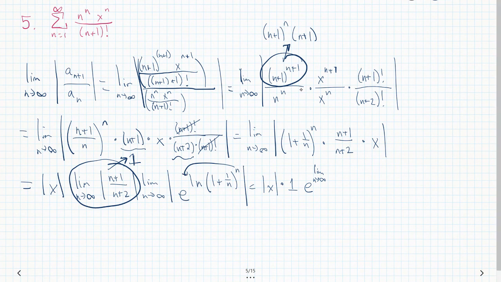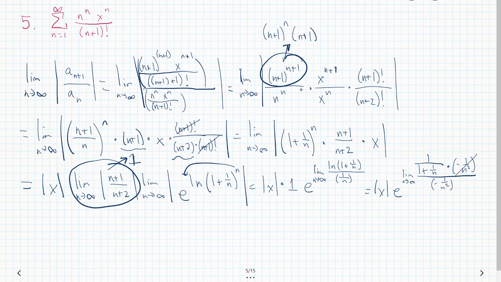So the way to write that so we can actually work with it is natural log of 1 plus 1 over n all over 1 over n. And what that allows us to do is use L'Hopital's rule. And so we have absolute value of x times e, and L'Hopital's rule says, okay, this thing looks all sorts of crazy, but we can write this as 1 over 1 plus 1 over n times the negative 1 over n squared, okay, from the derivative of the top, and then the derivative of the bottom is just negative 1 over n squared.